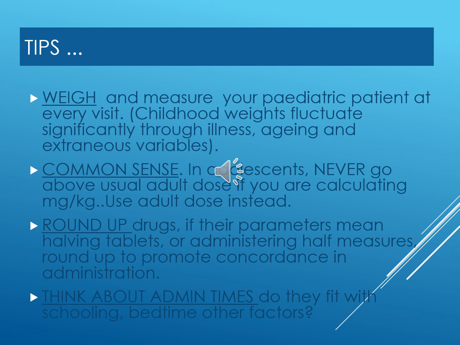If their parameters mean halving tablets or administering something like 0.02 of a mil of medication, try and round it up. Try and make it easier for the parents to manage. Think about how you would feel if you hadn't slept for 50 nights on the trot and you were trying to give a child in pain 0.02 mils of a particular medication. Have a think about what's easiest, what's the most effective, and how are you going to encourage concordance and compliance, not just for the child but for the mums and dads as well.